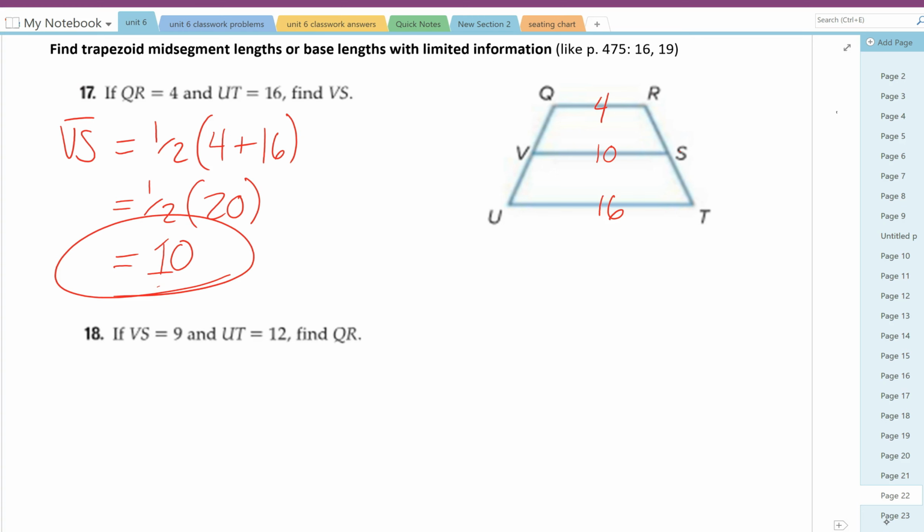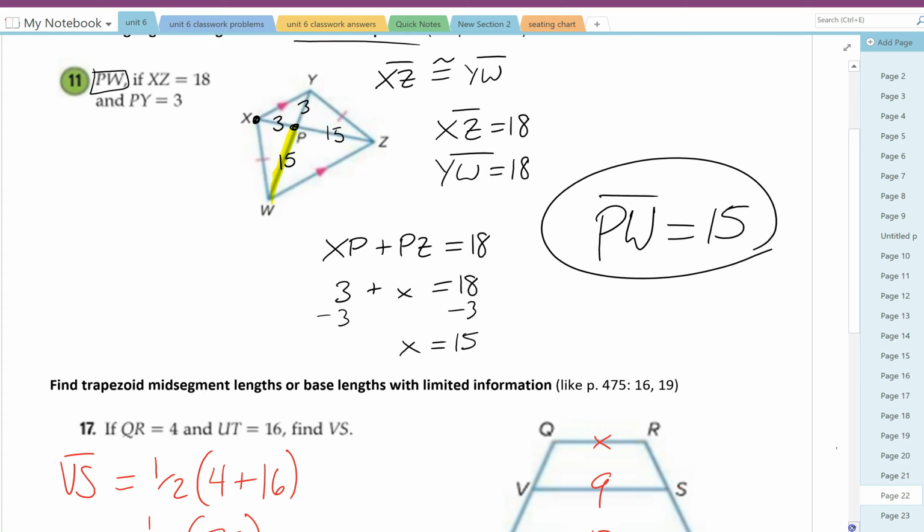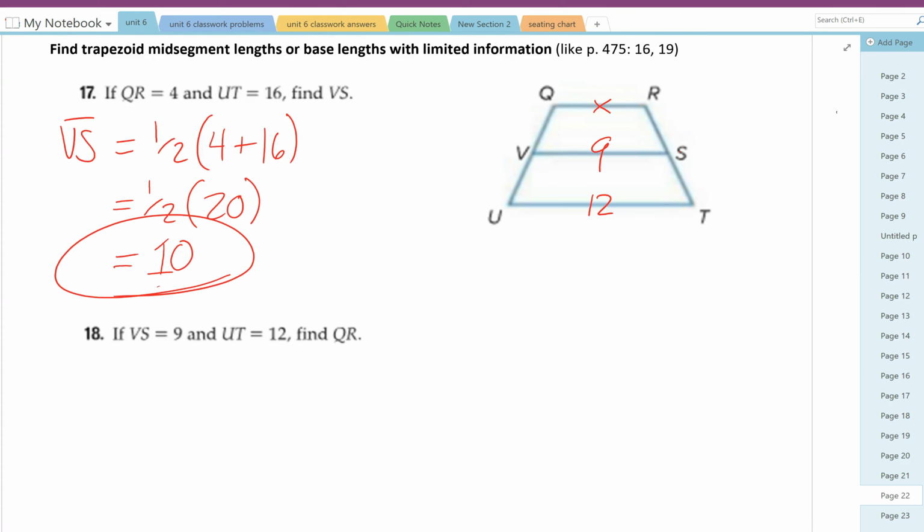That's for number 17. Number 18 gives us different information. So I'm going to clear that out. It says VS is 9 now, and UT is 12, and it wants us to find QR. All right, well, in this case, since I know the length of the midsegment already, I'm going to put that here. That's going to be equal to 1/2 times this base, which I'm just calling X right now because I don't know what it is, plus this one right here, which is my other base. So I have 9 equals 1/2 times X plus 12.